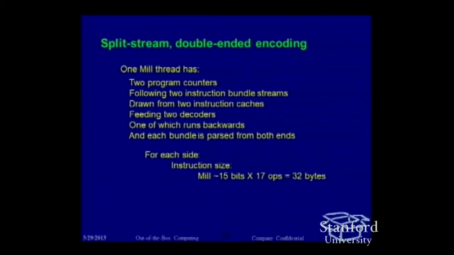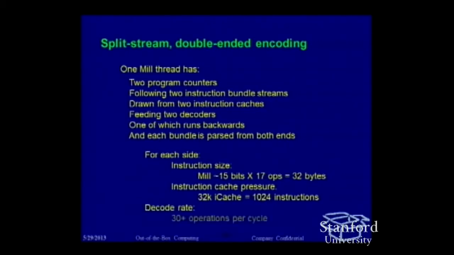I mean, other chips do it too. The instruction cache pressure, because we have small operations and twice as much cache, we're over that magic number of 1,000 instructions in the cache. The decode rate, 30 plus operations per cycle.